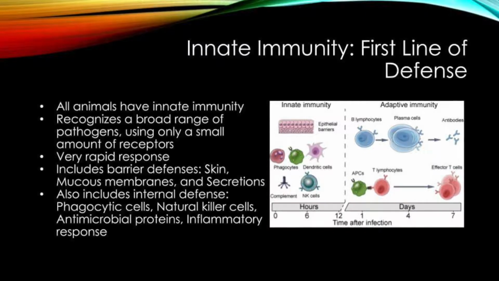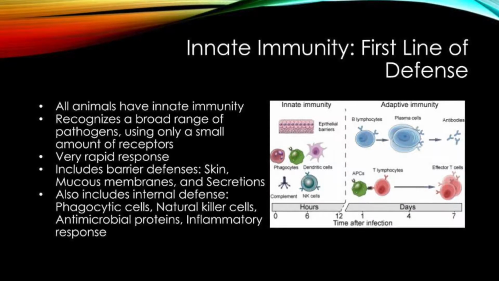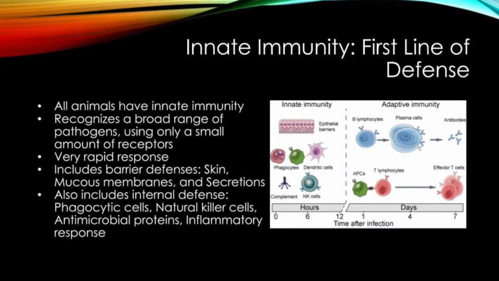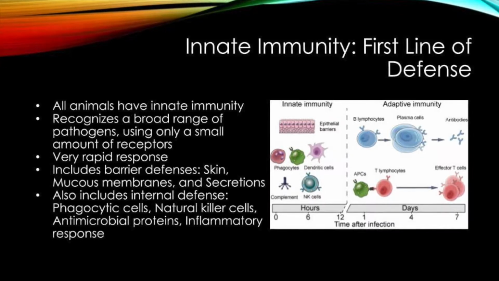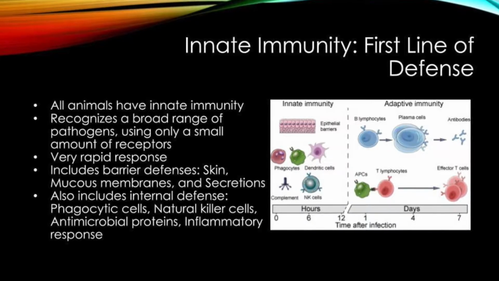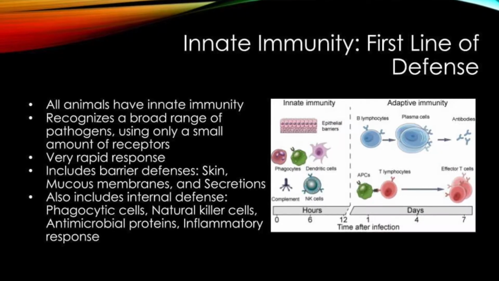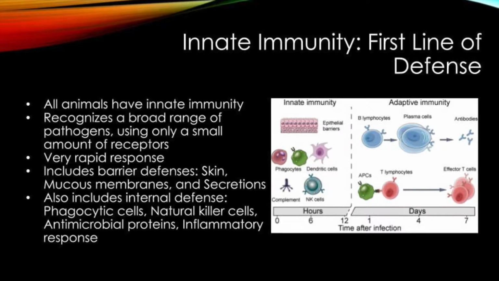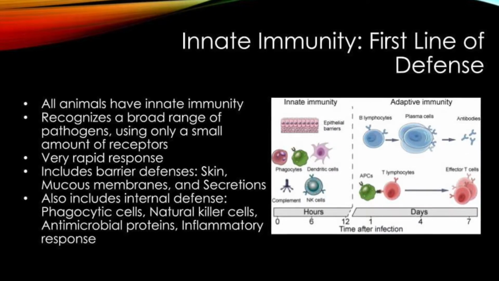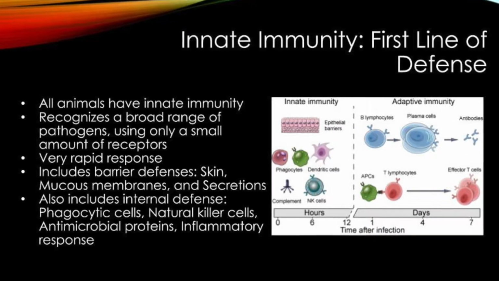So we will be talking about innate immunity, or the first line of defense. All animals have innate immunity, and it is seen as something that recognizes a broad range of pathogens using only a small amount of receptors, just because it can defend a lot of stuff with not much stuff. And innate immunity has a very rapid response.